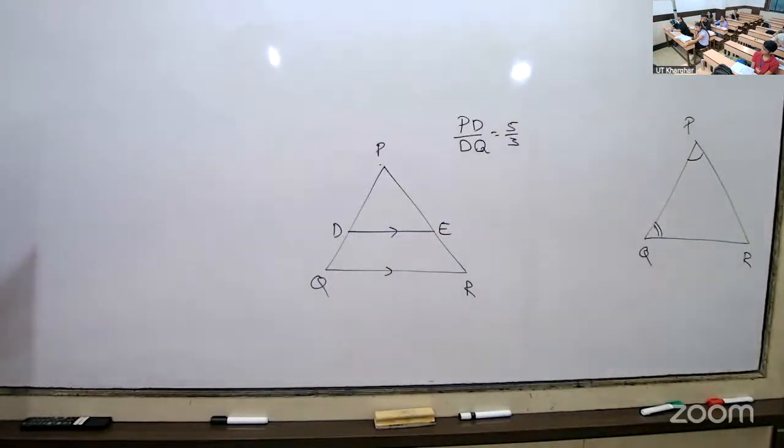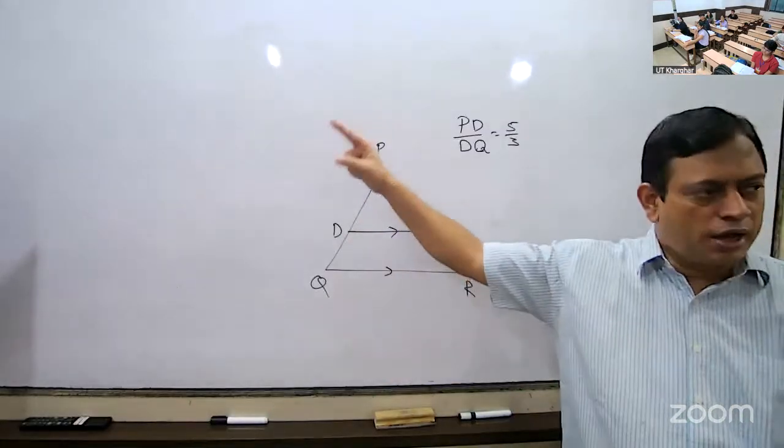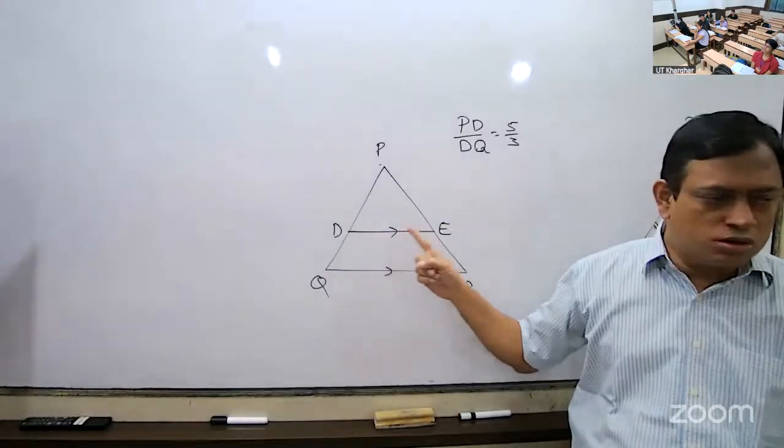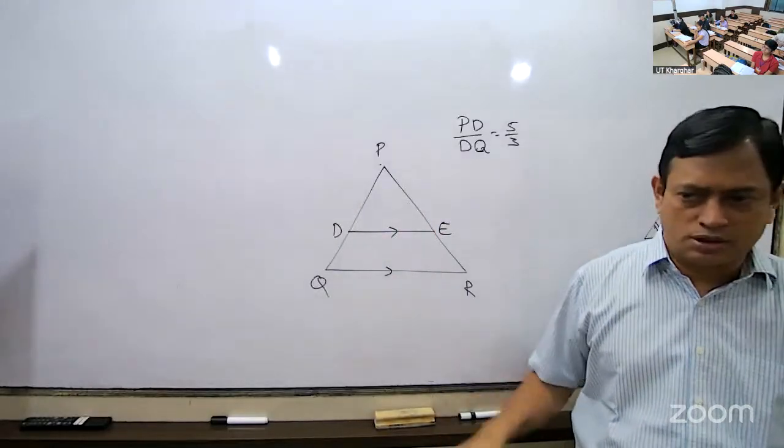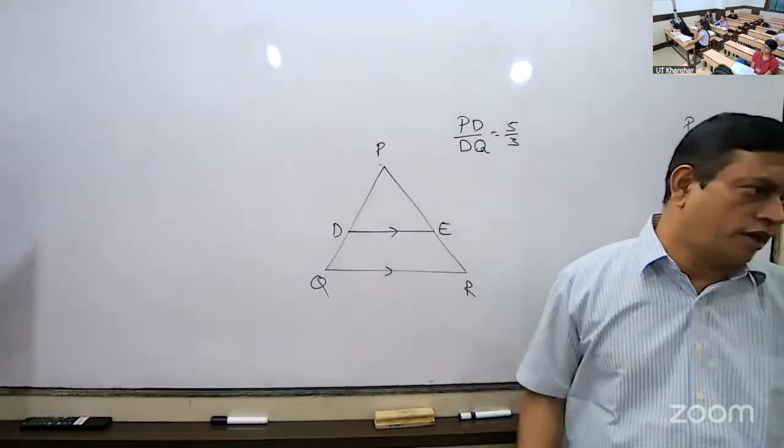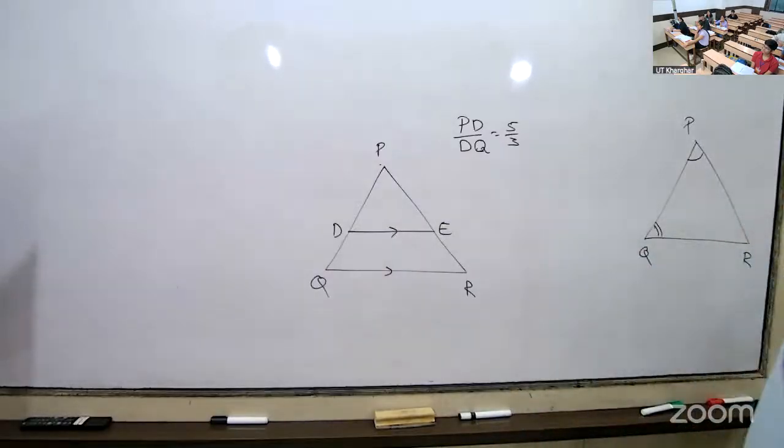Now, what is DE by QR? Is DE by QR equal to 5 upon 3 or 5 upon 8? 5 upon 8. PD by PQ is equal to DE by QR, therefore it is equal to 5 upon 8. Do not confuse these properties. Okay, now the ratios are clear.